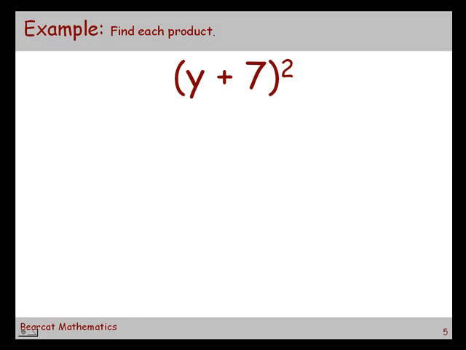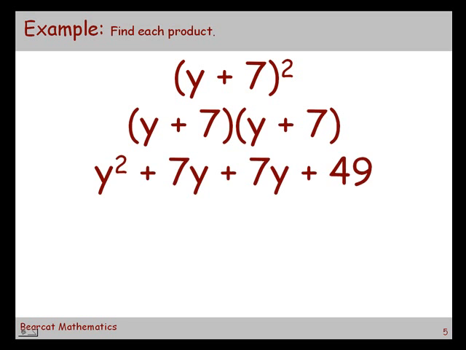If we take y plus 7 and square it, what does it mean to square a number? Multiply by itself. So that means y plus 7 times y plus 7. If we FOIL that out, we get y squared plus 7y plus 7y plus 49. If we combine the like terms in the middle, we get a 14y in the middle. So y squared plus 14y plus 49. So that's y plus 7 times y plus 7.